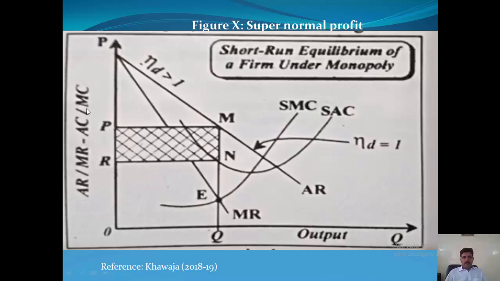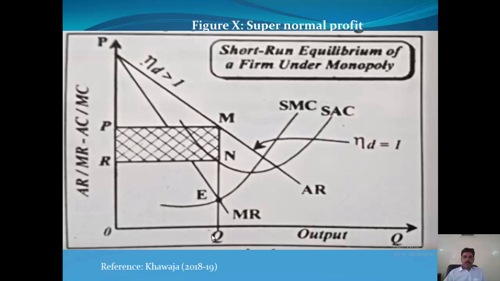On the y-axis, we measure average revenue, marginal revenue, average cost, and marginal cost, while on the x-axis we see the output. So the output is determined on the x-axis, while the revenue, cost and price are measured on the y-axis. We see in this picture that the short-run marginal cost curve cuts the marginal revenue curve from below at point E. So this means that E is the equilibrium point. OQ of the output will be produced.